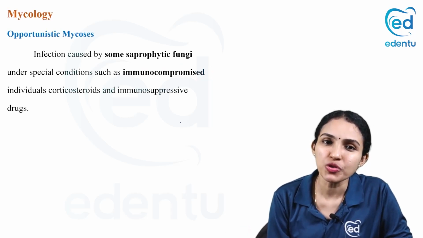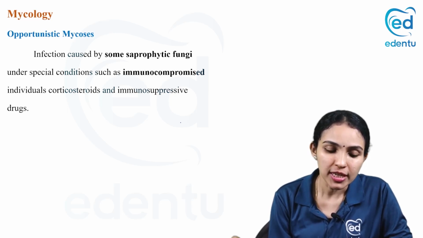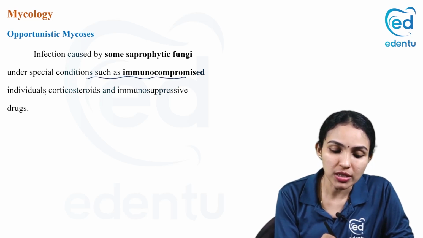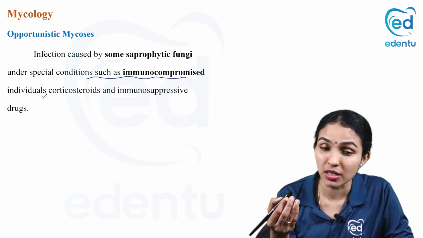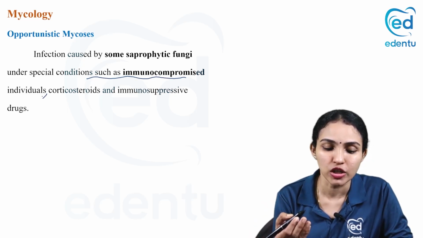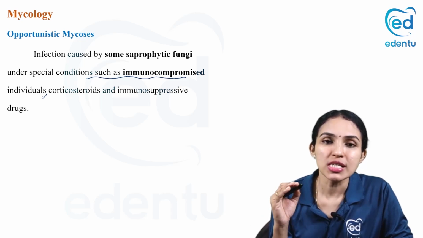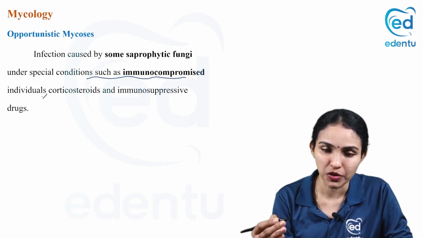So what is meant by opportunistic mycosis? It is infection caused by common saprophytic fungi which are usually non-pathogenic, but under special circumstances, when they get an opportunity, like an immunocompromised host who is immunocompromised due to some infections or due to immunosuppressive drugs they are taking, corticosteroids and all. In that condition, these saprophytic fungi can become pathogenic and cause infection. Such fungi, which cause infection when they get an opportunity, you call opportunistic fungi.